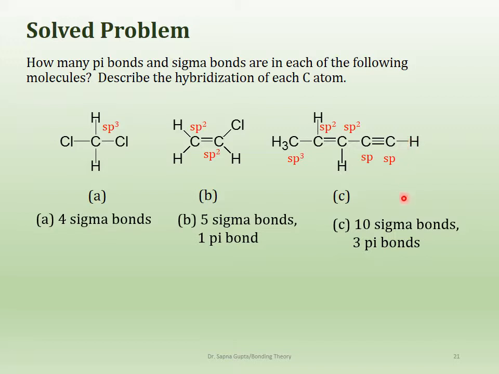And why are they sigma bonds? Because they are hybridized. There are no bonds here that are not hybridized bonds. All of them are hybridized. So all of these molecules that we just did, all of them had hybridized bonds except for the pi bonds, which are not hybridized.